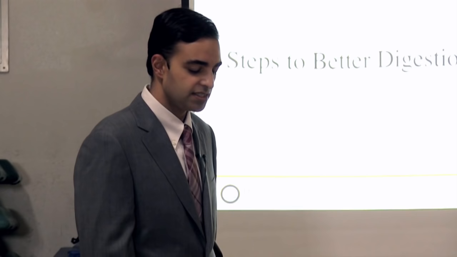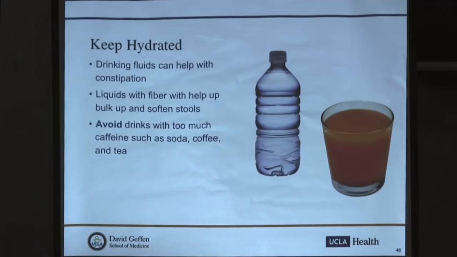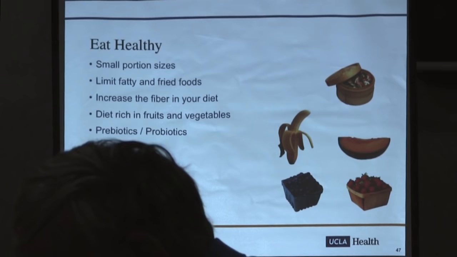I wanted to discuss some steps that you can take to better digestion. One is to drink plenty of fluids. Fluids help with constipation, and liquids with fiber help to bulk up and soften stools. I think you should avoid certain drinks with too much caffeine, such as soda, coffee, or tea. I think a healthy diet that we've discussed.